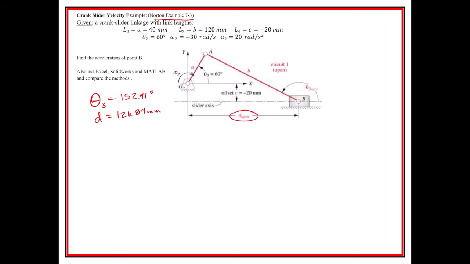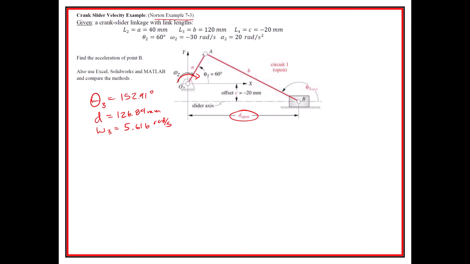So that's the dimension right here. And omega 3 we found was 5.616 radians per second, and that turns out to be clockwise. The input to this is counterclockwise. I think in Excel we ended up using counterclockwise, but then omega ended up being the clockwise. So they're just opposite from each other. So it's not a problem.